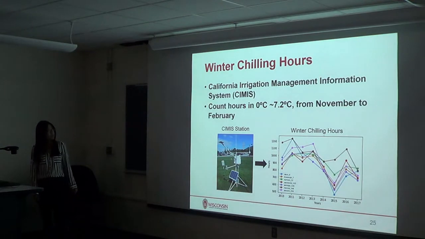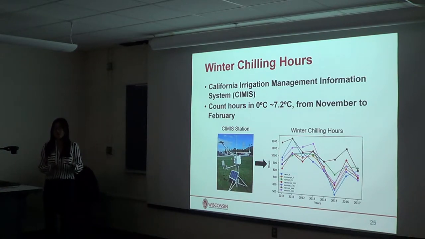Another important climate variable is the winter chilling hours. The trees need to get enough winter chill so they can be ready for blooming. An easy way to calculate winter chilling hours is to use the local weather station to count accumulated hours within the range from November to February. There are also more advanced dynamic models that can be used here, but I just present this easy one. Different nut trees require different winter chill, but almond requires about 500 hours.